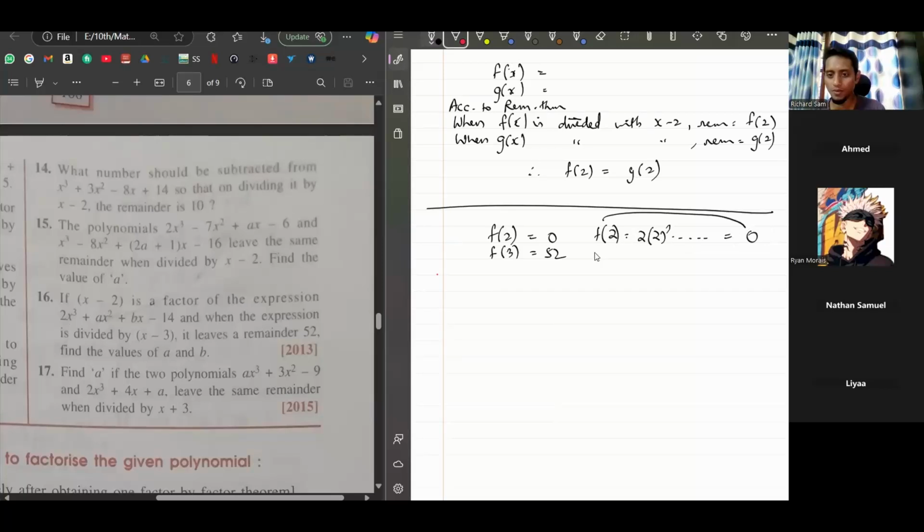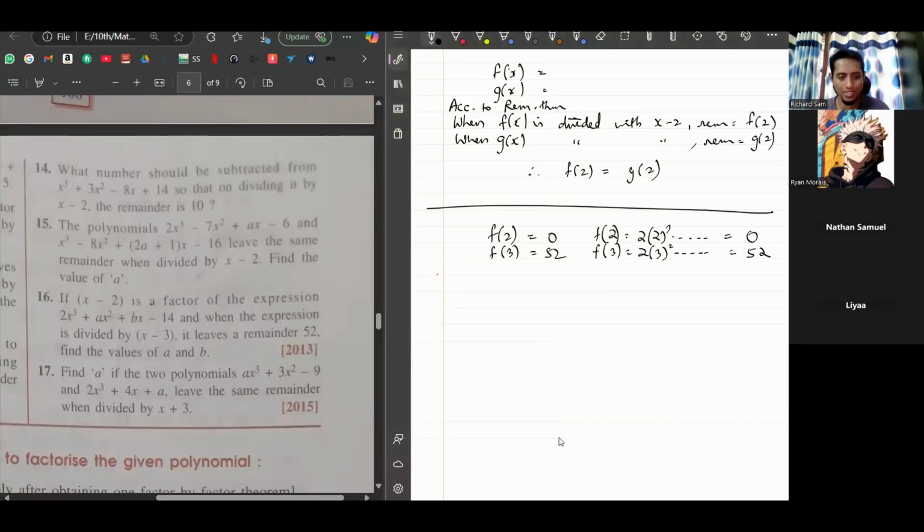Okay. Same way for the second equation also you have to do. F of 3 is equal to, write the whole equation again, 2 into 3 square and so on is equal to 52. So this will be your second equation. Solve both the equations simultaneously. Is everyone clear on this? Sure. Okay.